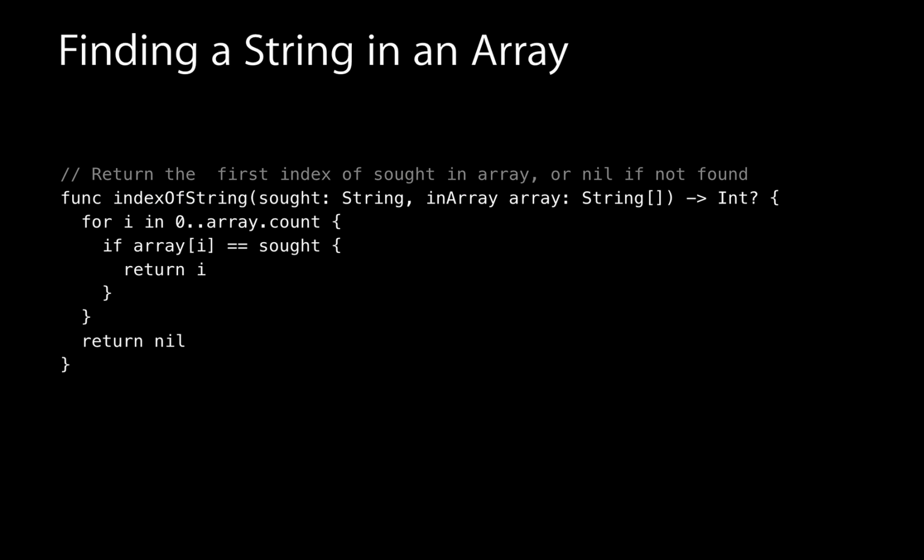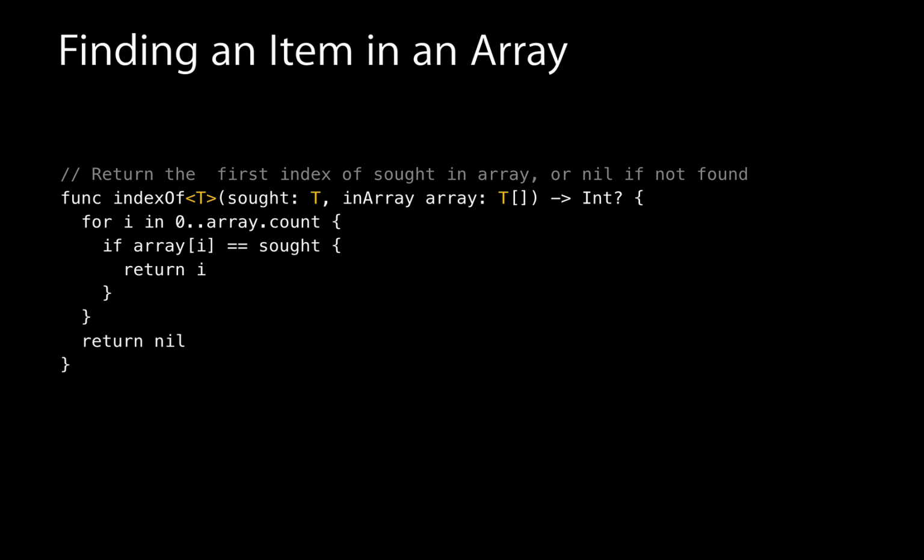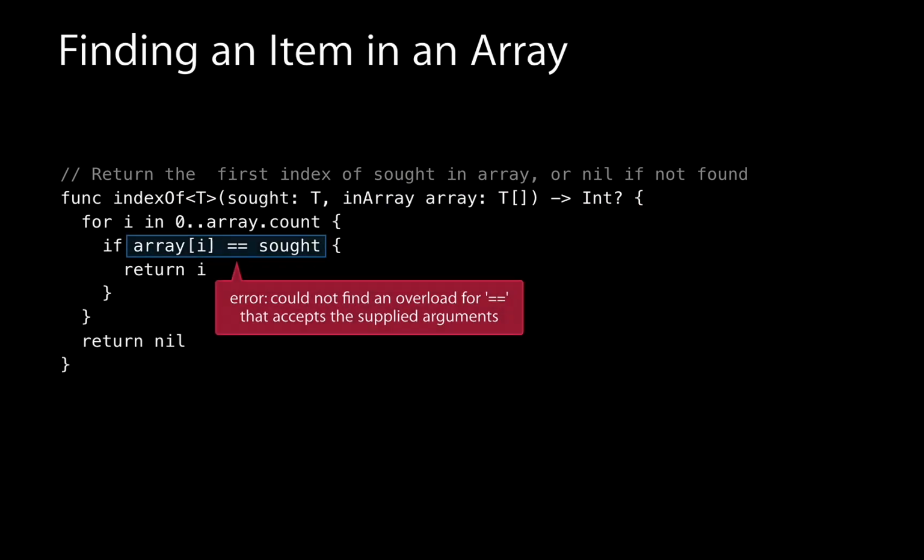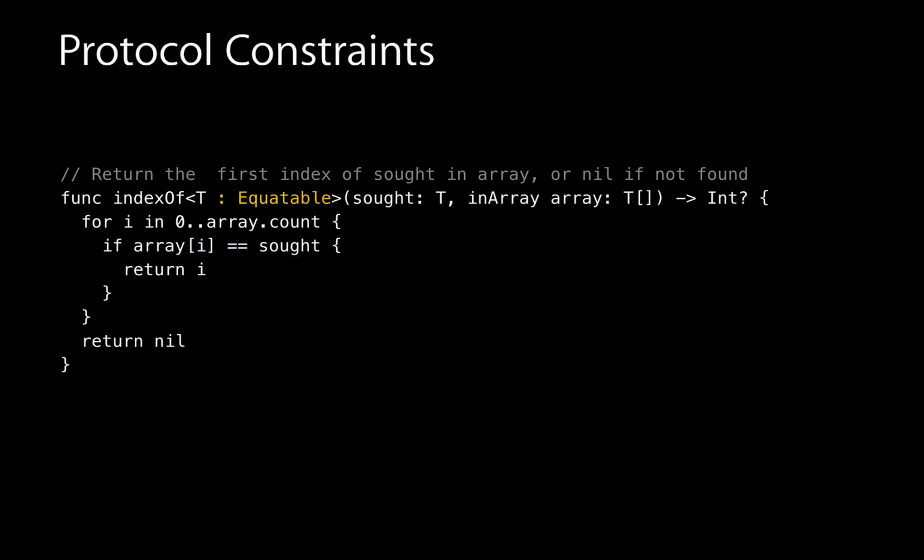Okay, so let's generalize this. First, we just find the concrete types that we want to make variable, string, and we replace those with generic parameters. But it's not quite that simple, right? Now that T is no longer a known type like string, the compiler isn't entirely sure that we can compare these two things with equal equal. So let's fix that by constraining T to be Equatable.